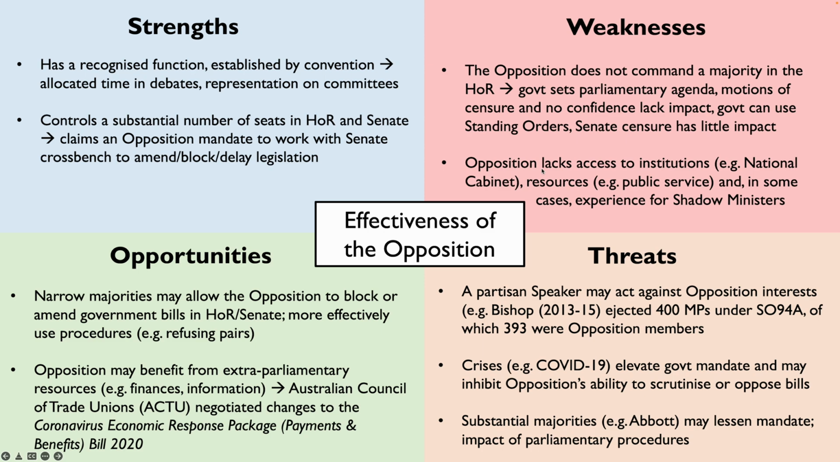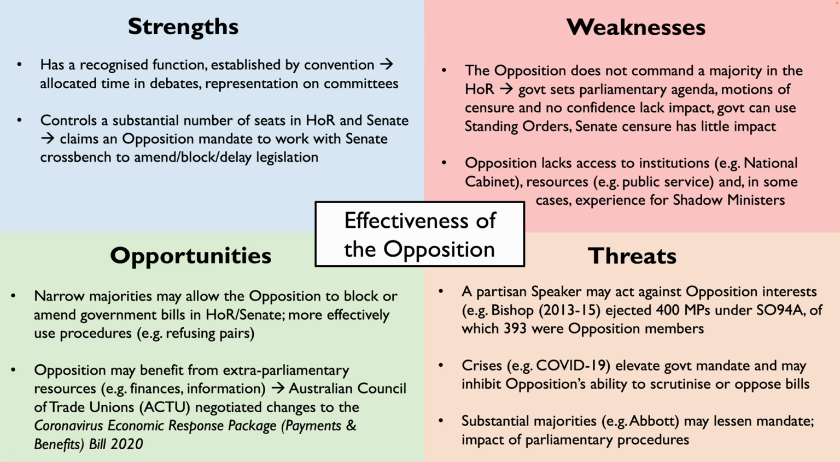Whilst the opposition may lack resources to institutions because they don't have access to the public service or the national cabinet, and they may lack experience, they may benefit from extra parliamentary resources. So in the case of the Labor Party, you have additional finances and additional information flowing through to you from unions. And a really interesting example of this is the Australian Council of Trade Unions being able to negotiate changes on JobKeeper with Christian Porter, managing to put in place protection for workers that were potentially going to receive these JobKeeper payments such that their employers did not force them to work additional hours during the crisis.